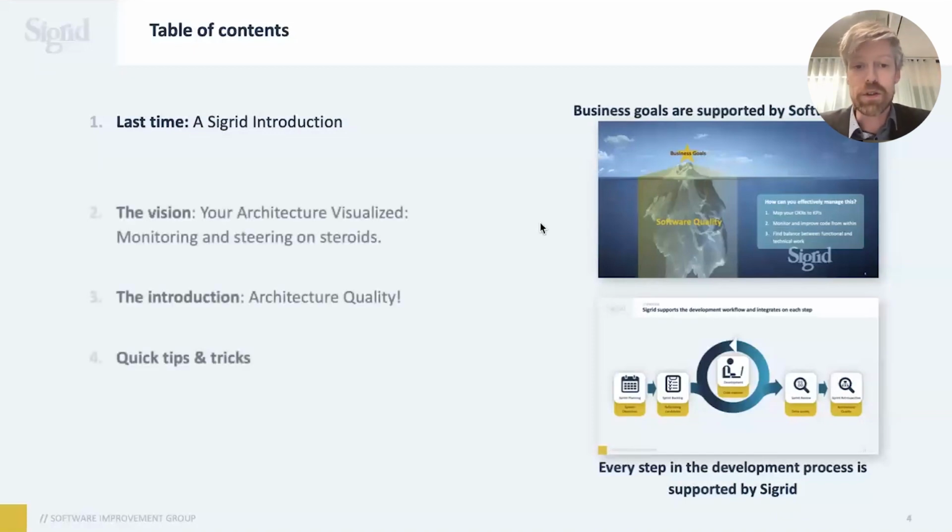But without further ado, this time we will focus more about Sigrid's architecture quality feature that we recently introduced. We'll talk about the history behind it, about the reason why we have it, and what you can do with it. And in the end, obviously, some quick tips and tricks. Kriti will show you around in the platform.